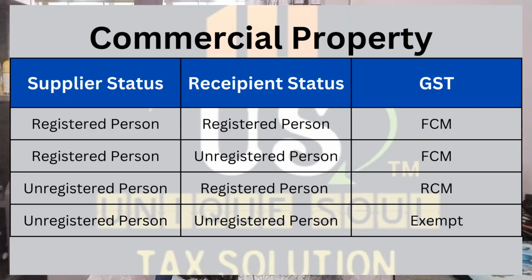So only the tenant is a registered person. In this scenario, if the property is let for commercial purpose, the tenant has to make the payment of 18% tax towards GST. And in the fourth scenario, both the owner and the tenant are unregistered. In that scenario, the GST will be exempted. These are the scenarios where you have to pay the GST on your rented property.